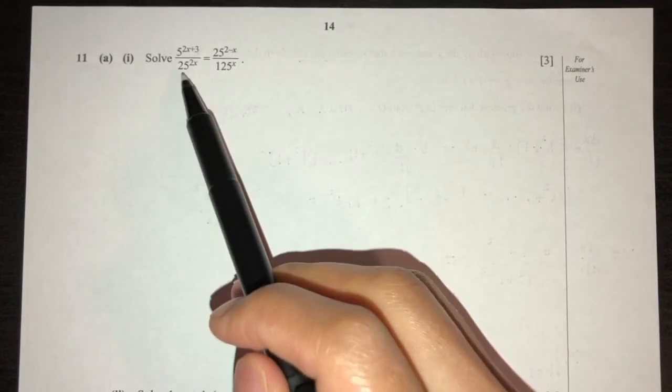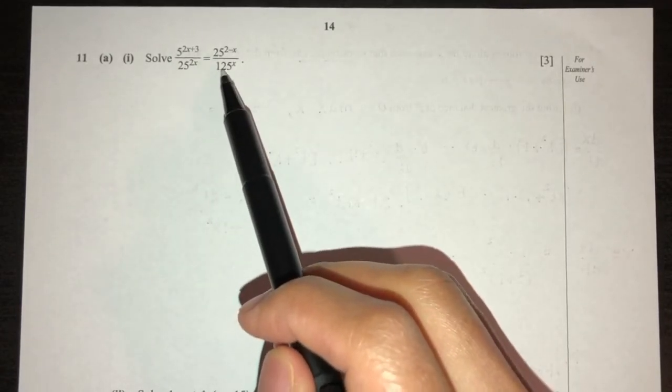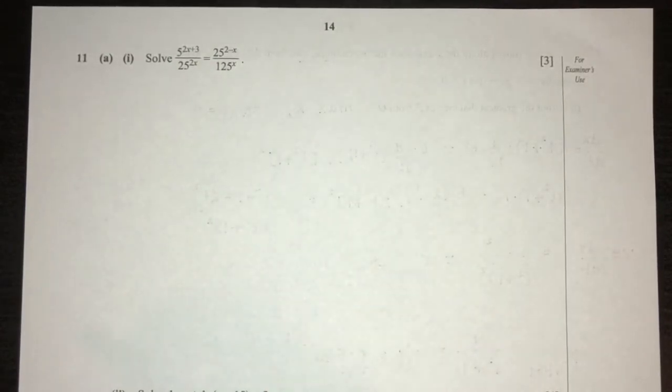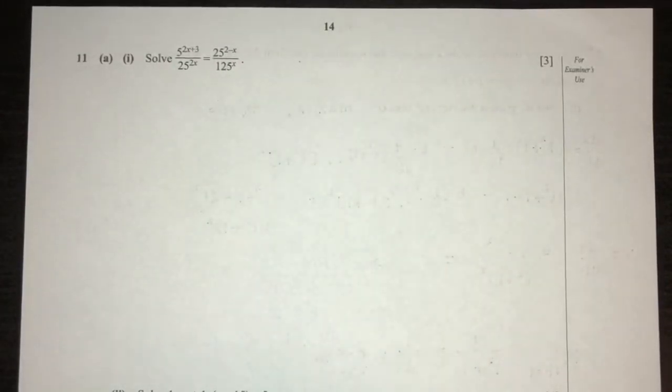So here we have to solve this equation. Solving means to find the value of x. So how can you find the value of x? We have to observe to see what we have. Here we have 5, 25, 25, and 125 for the base. Now you realize that every number here is a multiple of 5.